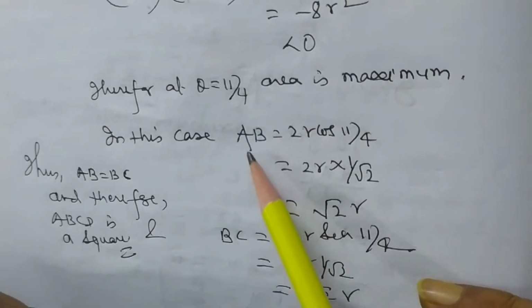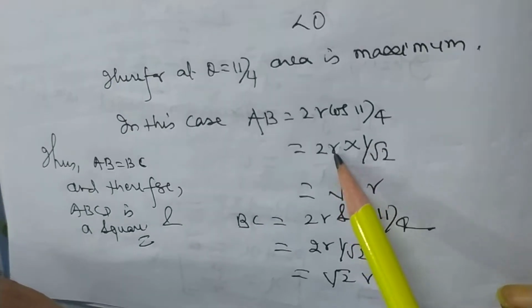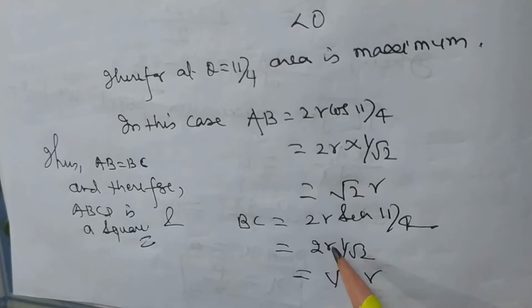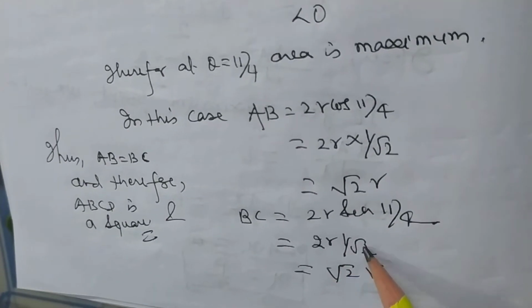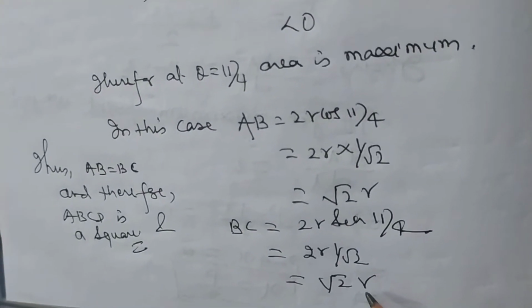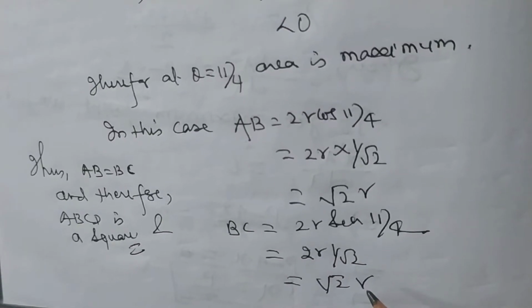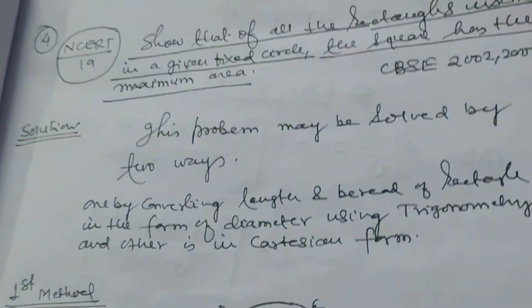In this case, AB is equal to twice R cos pi by 4. That is twice R into 1 by root 2. That is root 2 into R. And BC is equal to 2R sin pi by 4. That is 2R into 1 by root 2. That is root 2 into R. Thus, AB is equal to BC. And therefore, ABCD is a square. In this way, we can solve this problem.